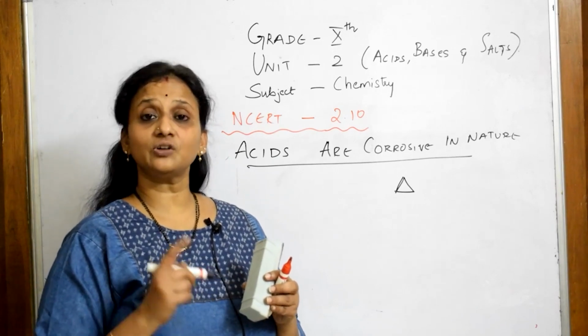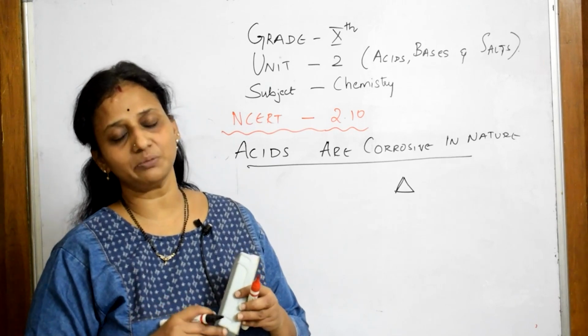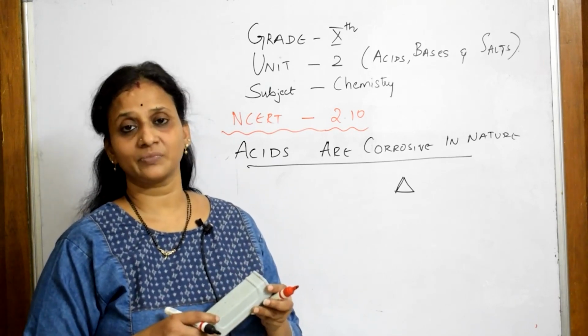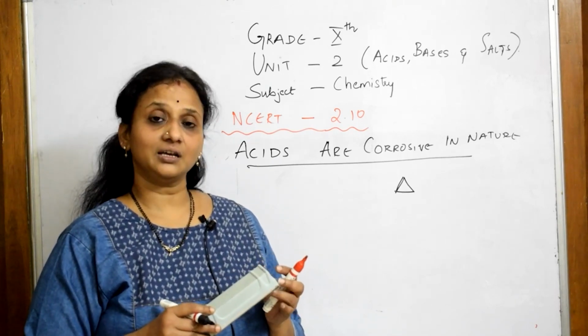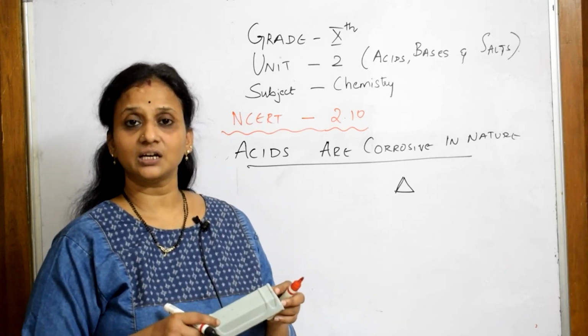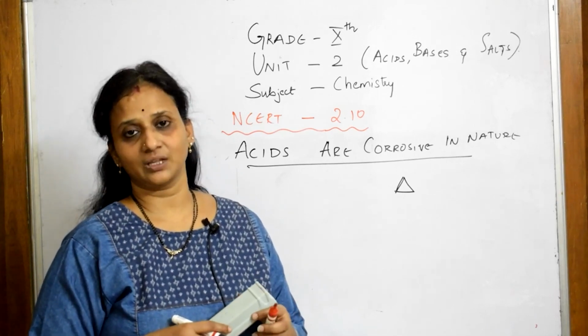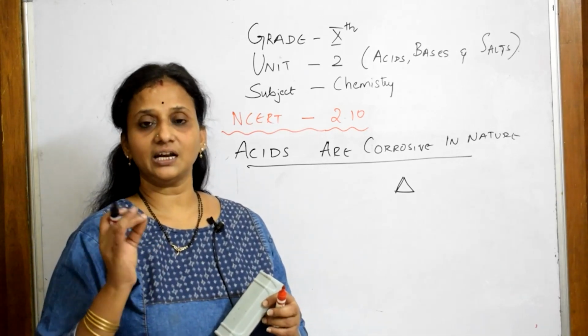At the end of this video, I'll be giving a small animated video where you will see all the hazardous symbols which are mentioned on the acid and base bottles. So here, when it is said to be hazardous or corrosive in nature, eating away, you need to use a dropper to take the acid. That's the safest thing.